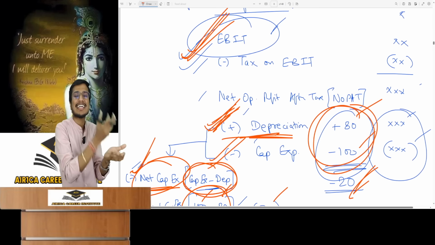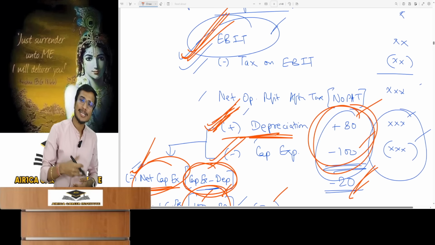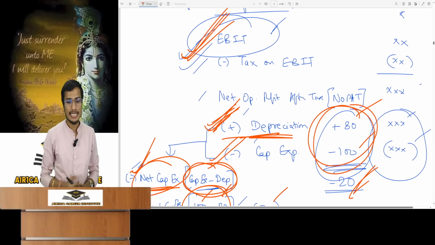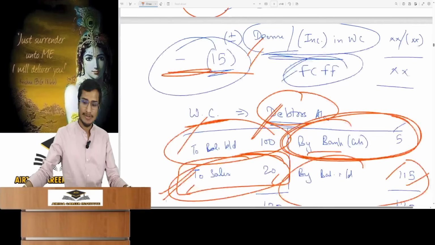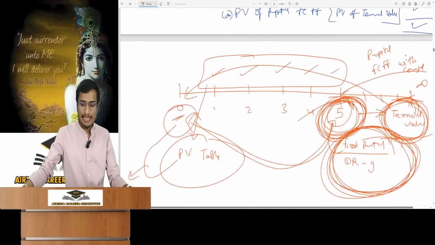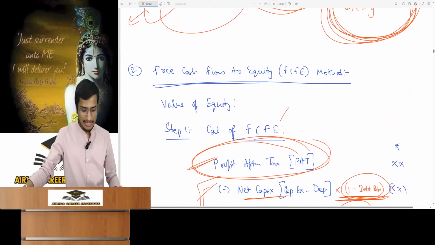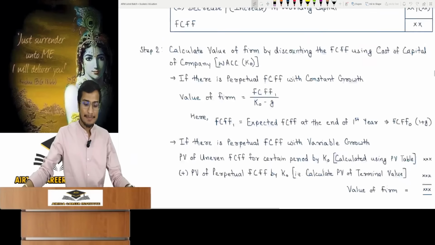You already consider the tax saving in it. Understood? So you should already consider that. Everything is logical, nothing different. So with this, your FCFF method is complete. Now let's move to the next method.